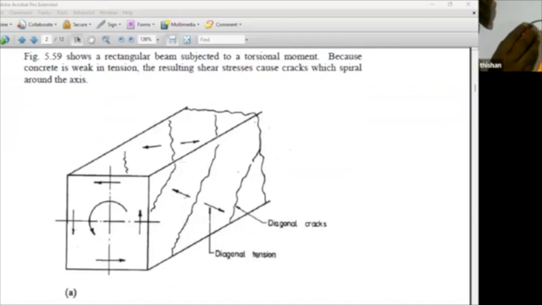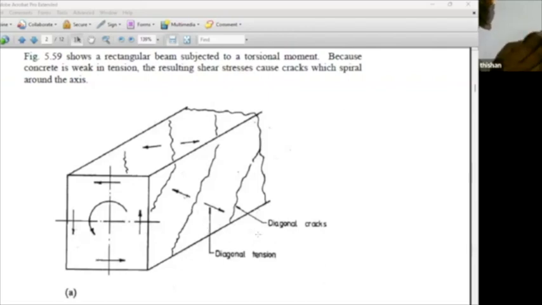So if it cracks diagonally, what shall we do? We have to provide reinforcement here, vertical reinforcement. But it's going to crack on this surface. That means we have to have reinforcement here. And it's going to crack on the other surface. So we need reinforcement like that. It's going to crack at the bottom. So we need additional reinforcement.